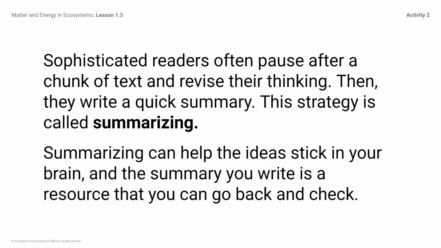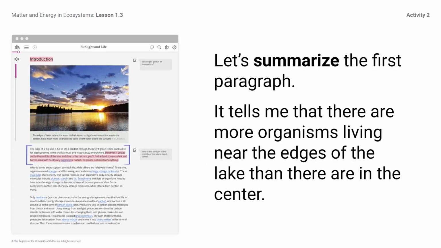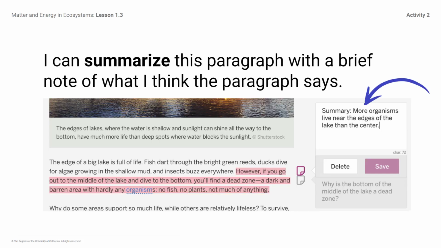Sophisticated readers often pause after a chunk of text and revise their thinking. Then they write a quick summary. This strategy is called summarizing. Summarizing can help the ideas stick in your brain, and the summary you write is a resource that you can go back and check. Let's summarize the first paragraph together. It tells me that there are more organisms living near the edges of the lake than there are in the center. I can summarize this paragraph with a brief note of what I think the paragraph says. Summary: more organisms live near the edges of the lake than the center. I don't know why this is yet, so my summary is going to be a bit incomplete.